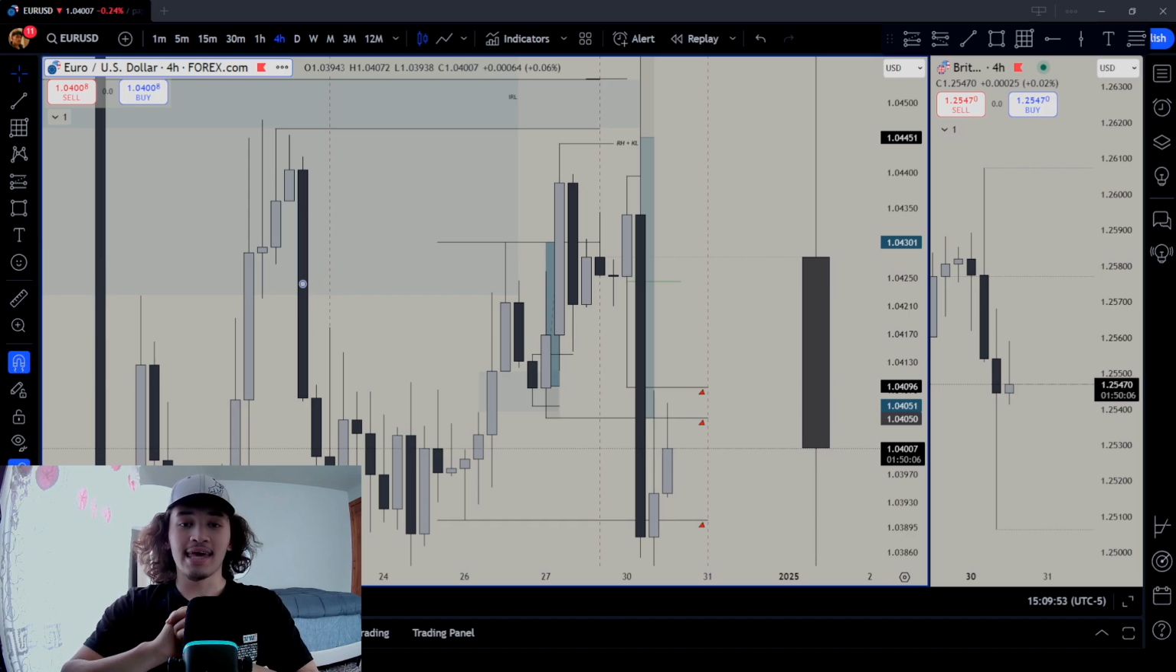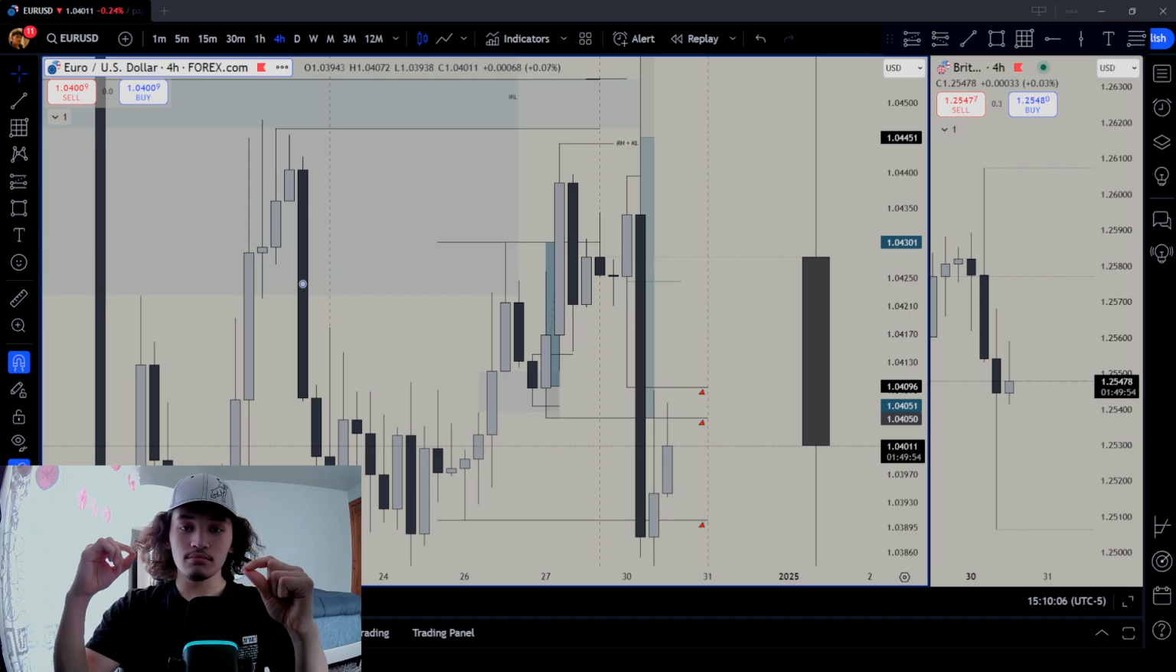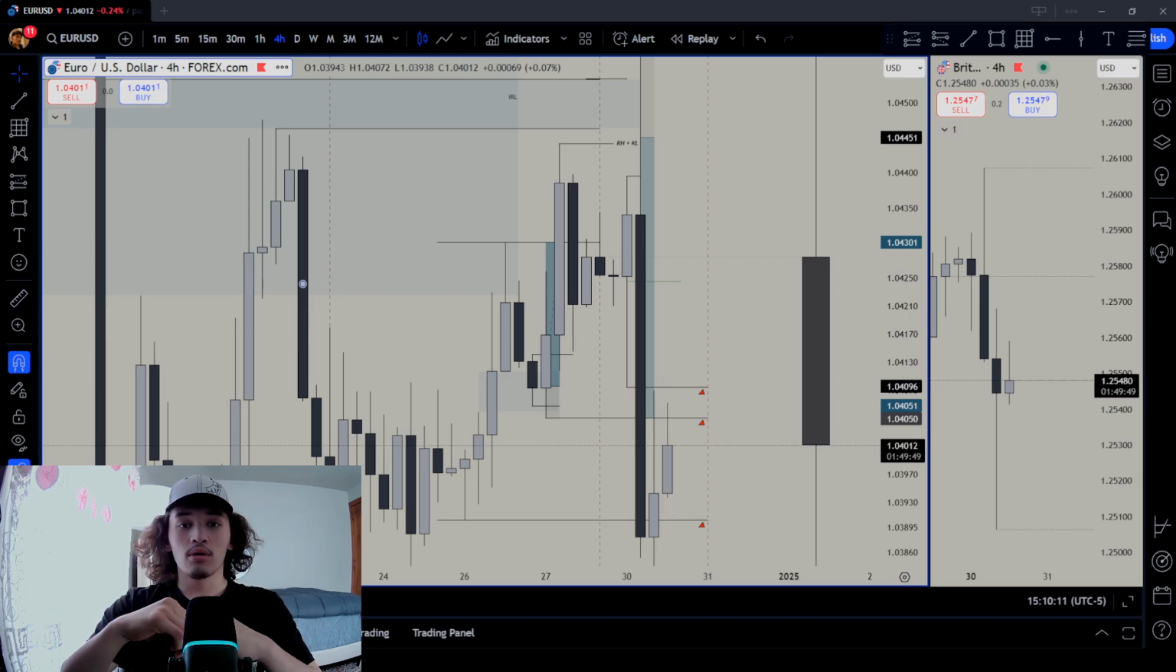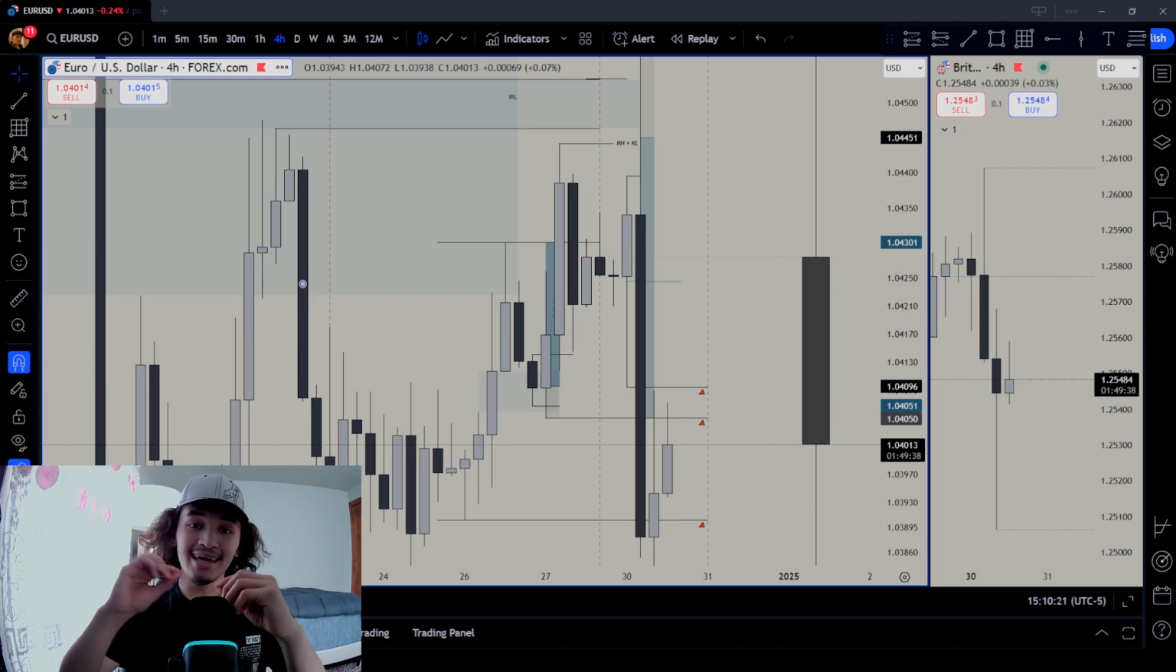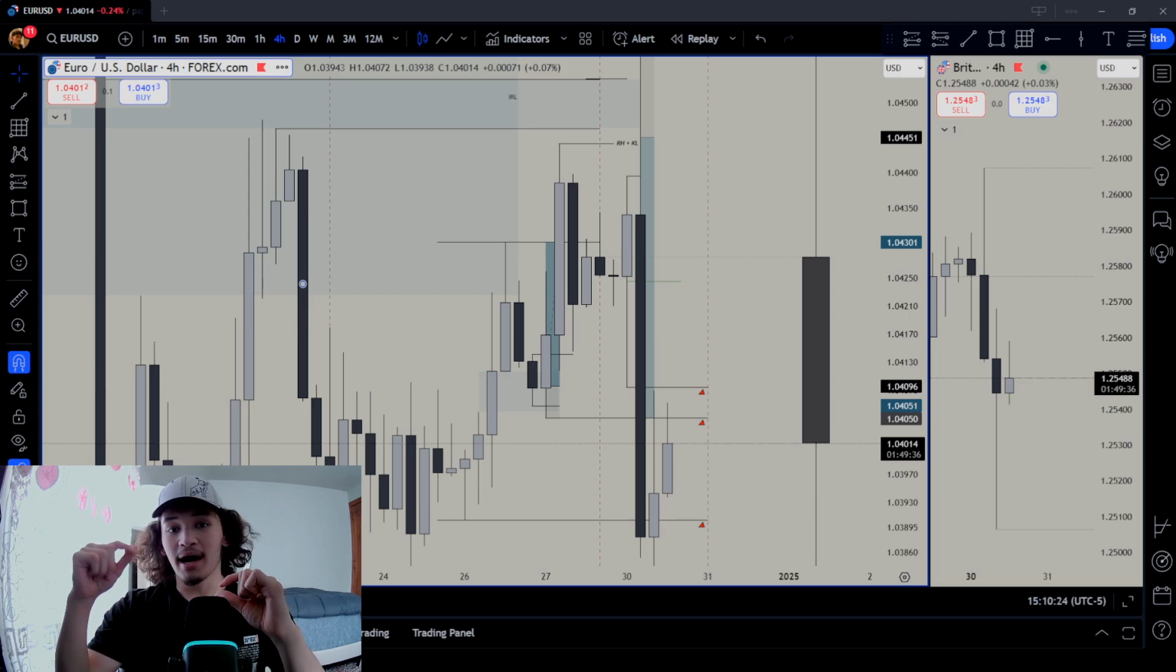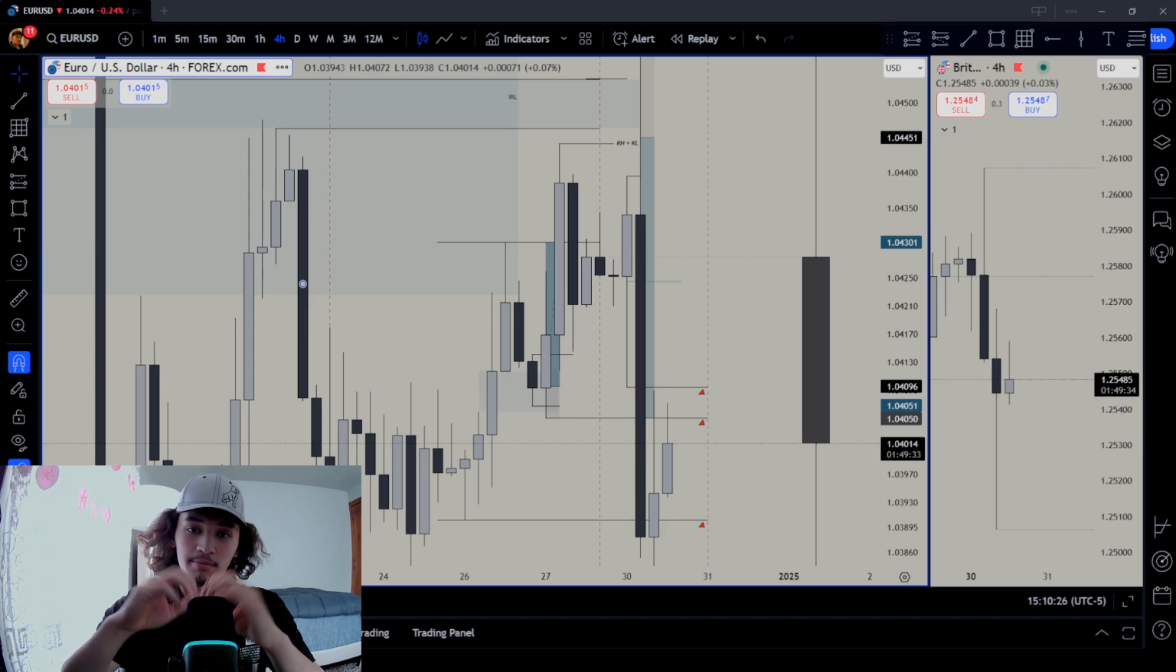CRT is a candle range. Every candle has its own range. The 15-minute has its own range. The 1-minute has its own range. Every candle has its own accumulation, manipulation, distribution. Every candle has its own power of 3. Every candle has its own open, high, low, close concept, or open, low, high, close concept, right? And it's buying low and selling high, simple as that. And yeah, let's get into it.